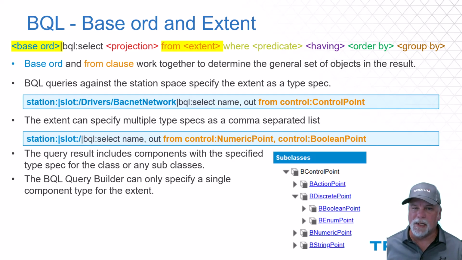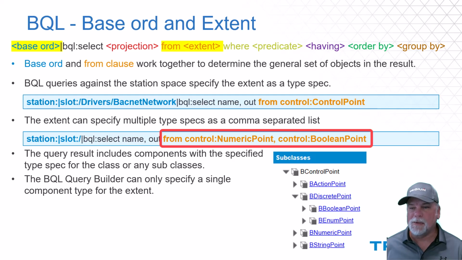So in the first example, you can see highlighted in blue, the base ord is the BACnet network. That's limiting the scope in the station of where this query will be processed. Then the extent starts with the keyword from in orange, and it's a type spec. So I'm saying I want to go search under the BACnet network for any control points. It's also possible that you can specify multiple types in the extent when we're checking for component type specs from the station. You do that, just as in the second example, by using a comma and then specifying the other type spec.